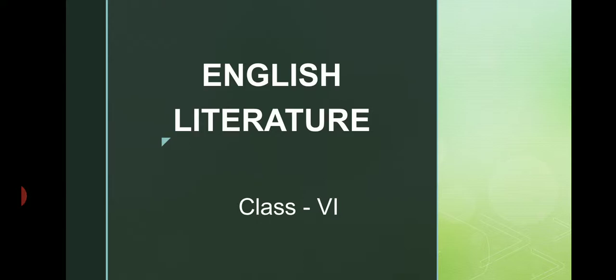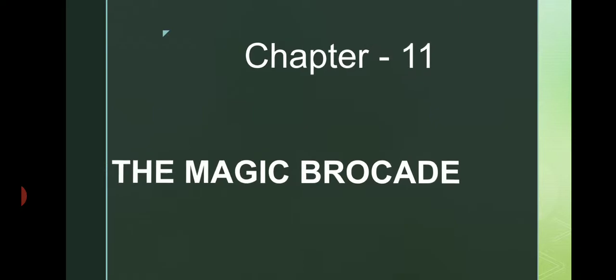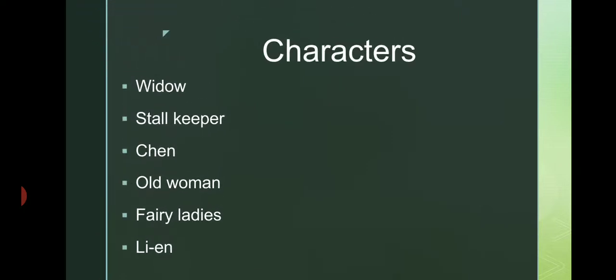Today, in English Literature for Class 6, we'll take our next chapter, that is Chapter 11, The Magic Bouquet. Now, this is a very beautiful and a very popular story of China. And before starting with the story, let's quickly go through the characters you will find in the story.